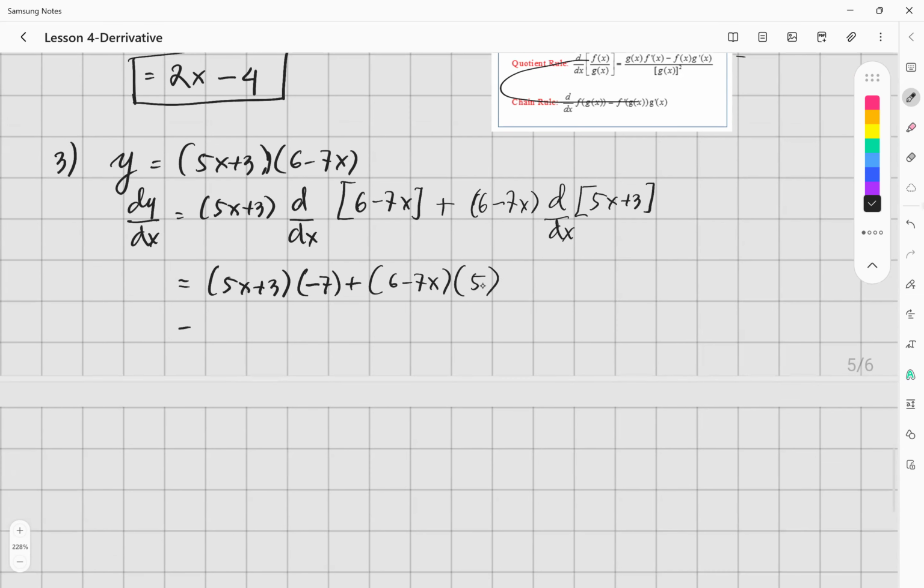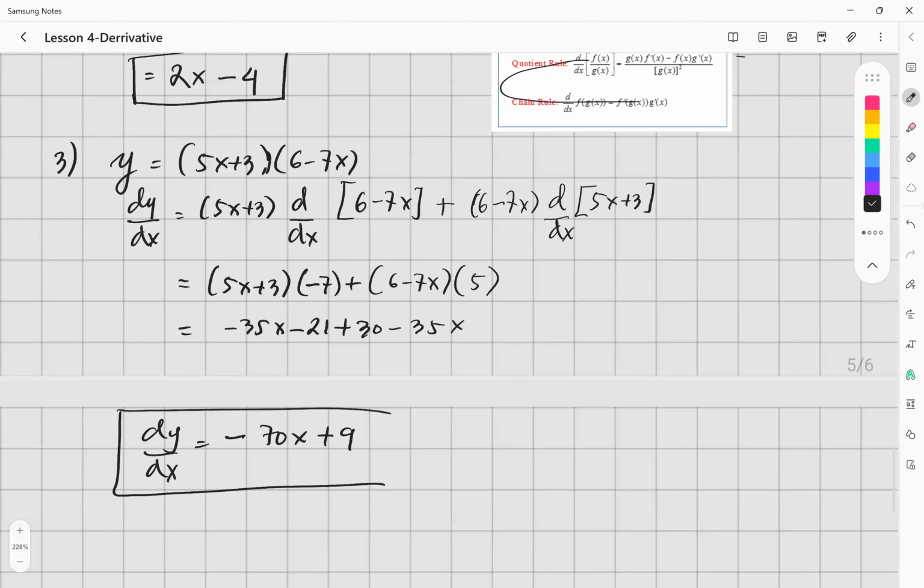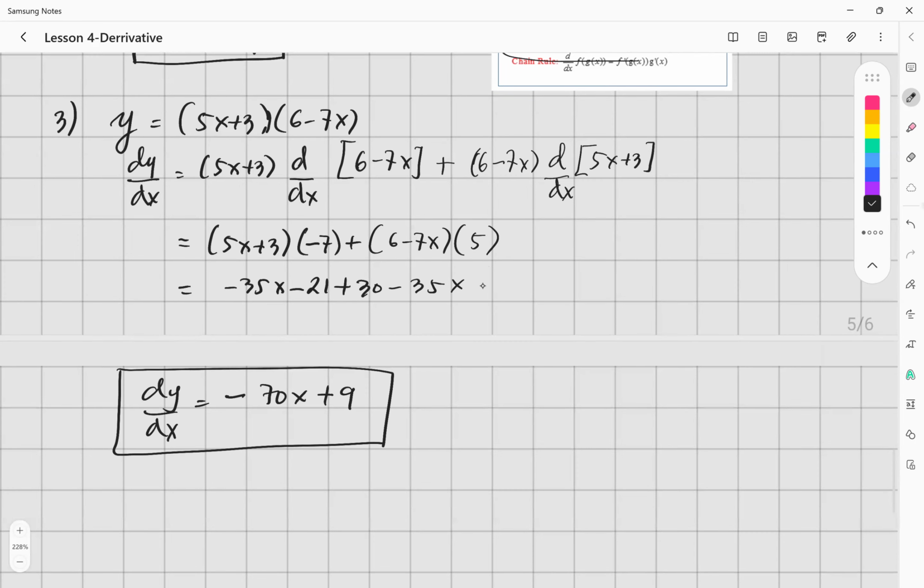And then you multiply it inside. Negative 35x minus 21 plus 30 minus 35x. That's correct. So therefore, your dy over dx is simply negative 35 minus negative 35, that is negative 70x, minus 21 plus 30, that is plus 9. So this is your derivative. Alright, do you understand? Any questions?